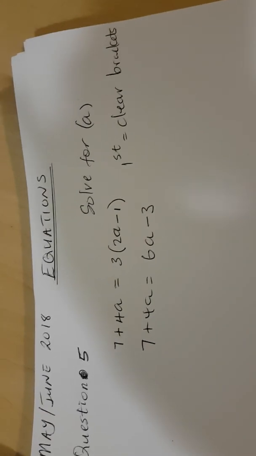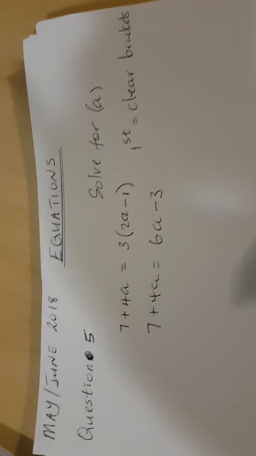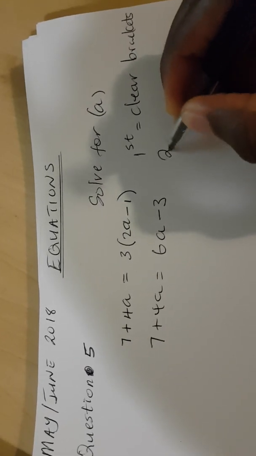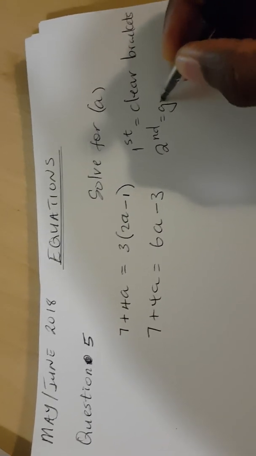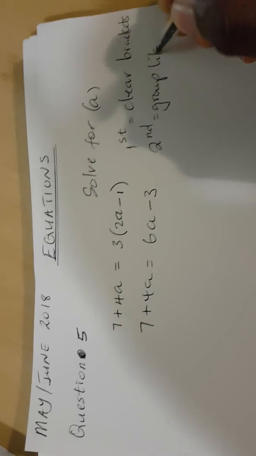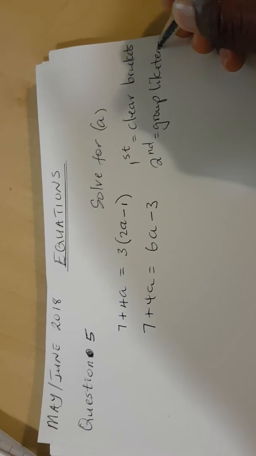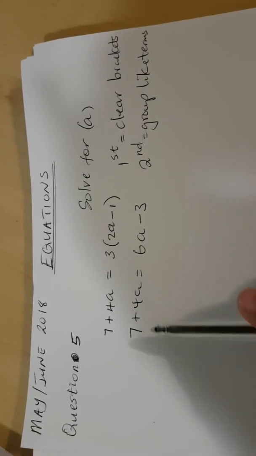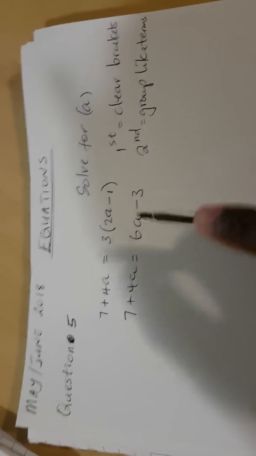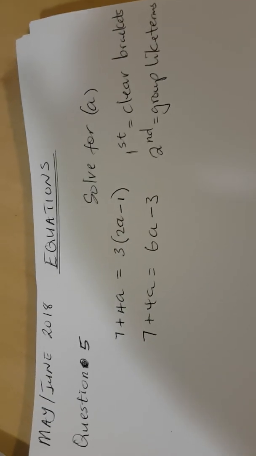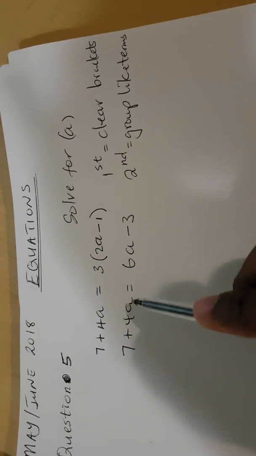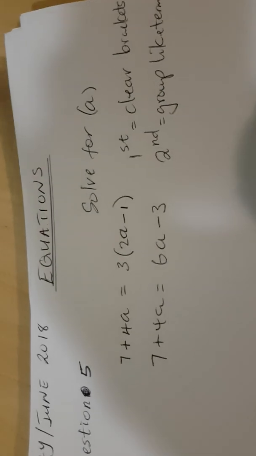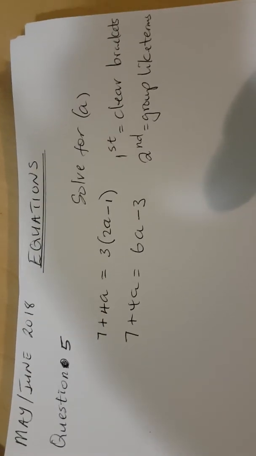And secondly, after you clear the brackets, what do you do? You group the like terms. Okay, so now let's group like terms. So 4a and 6a, they are like terms because they both possess similar terms, they have a and they have a. 7 and negative 3, they are also like terms because they are both single numbers.